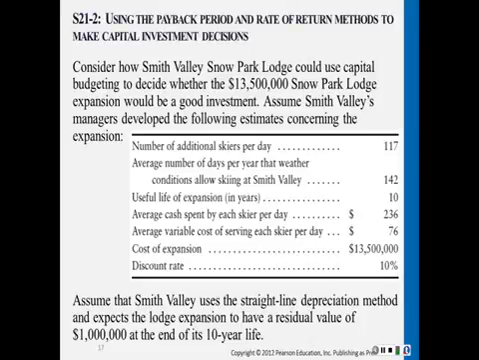Average cash spent by each skier per day, $236. Average variable cost of serving each skier per day, $76. Cost of expansion, $13,500,000, and the discount rate is 10%. Assume that Smith Valley uses the straight-line depreciation method and expects the lodge expansion to have a residual value of $1 million at the end of its life.